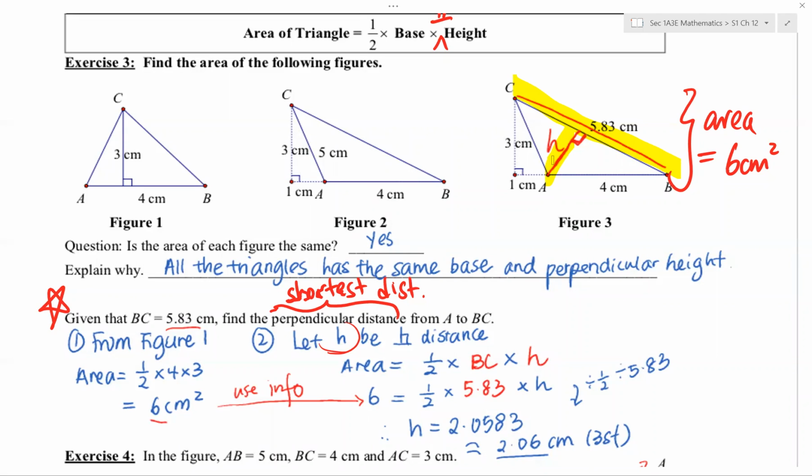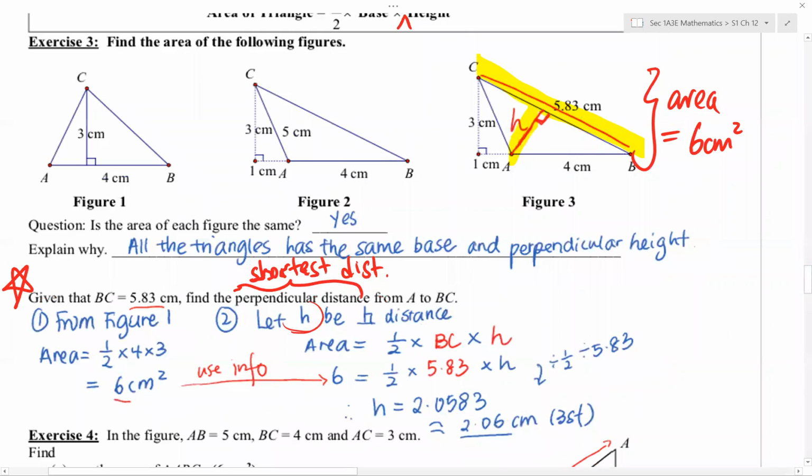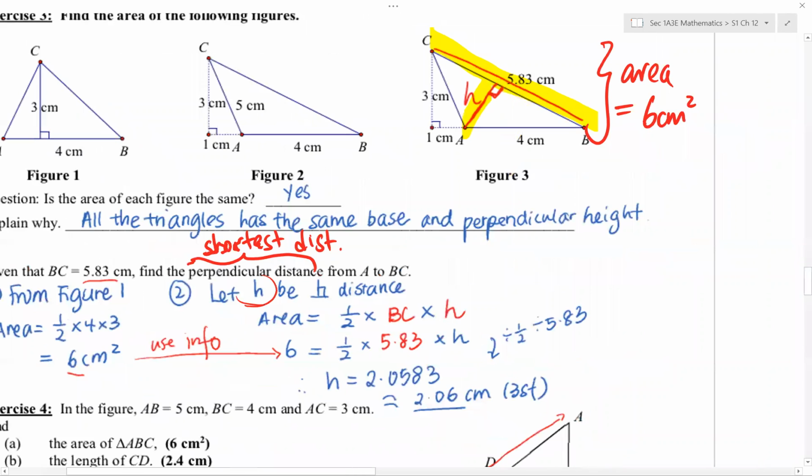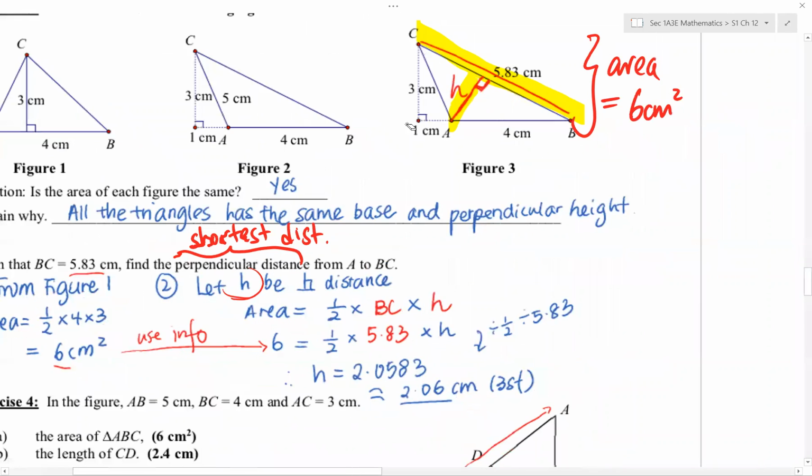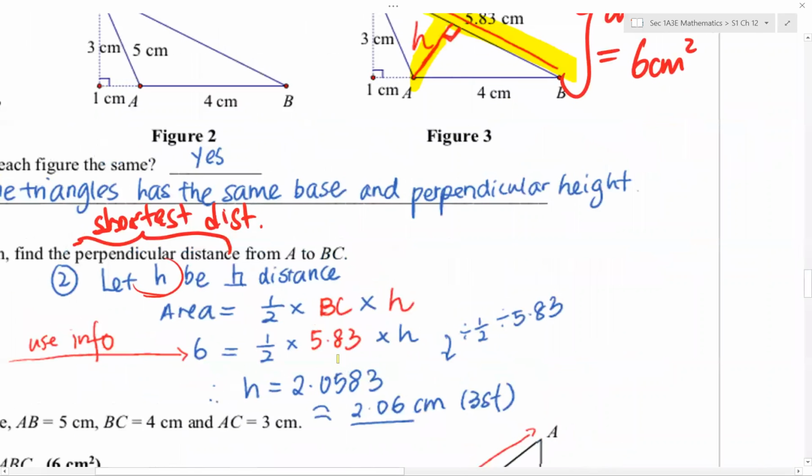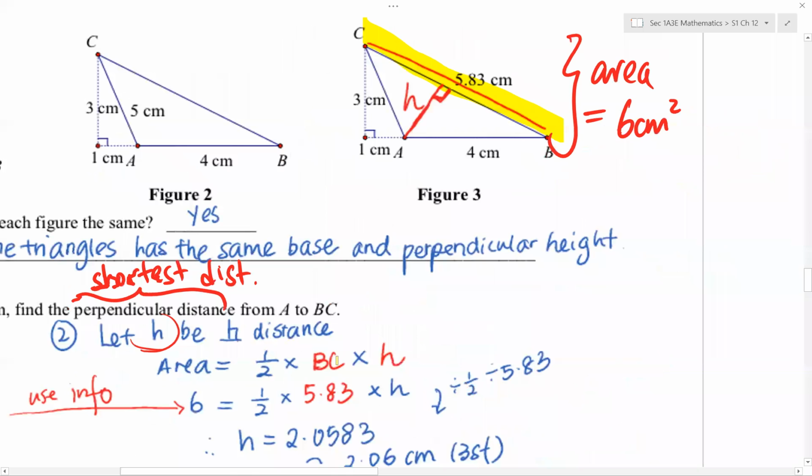Now look at the highlighted portions. If BC is our base, and the letter H over there being the perpendicular height, wouldn't we also be able to form an equation for area? Half times base times height. So forming another equation, half times BC. Okay, so the highlighted portion, BC. This is our alternative base.